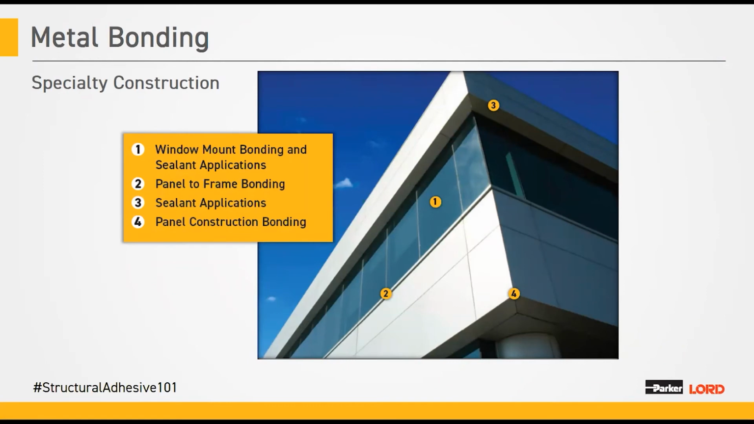On this slide, I'd like to highlight some metal bonding, more specialty construction applications. We have specialty acrylic metal bonders and other products that are used in this industry. You'll see things like window mount bonding and this for sealant and sealing applications, panel to frame for this architectural cladding you can see on the outside of the building, sealant applications, and basic construction for architectural elements such as column wraps or columns themselves.